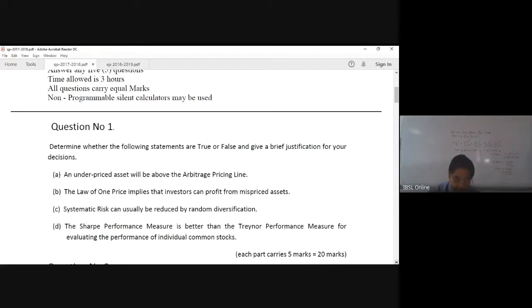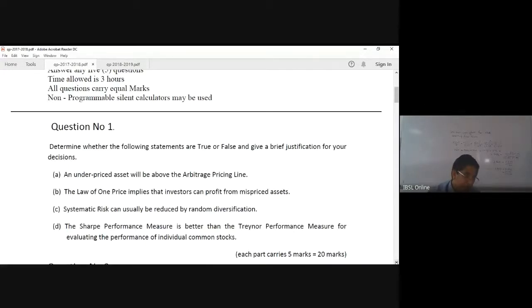Now, normally, when you have an overpriced asset, the return coming from the overpriced asset would be low, that is lower than the equilibrium return. And if you have an underpriced asset, it has a return which is higher than the equilibrium return. So therefore, it is normally above the arbitrage pricing line. So therefore, the statement given here is correct.